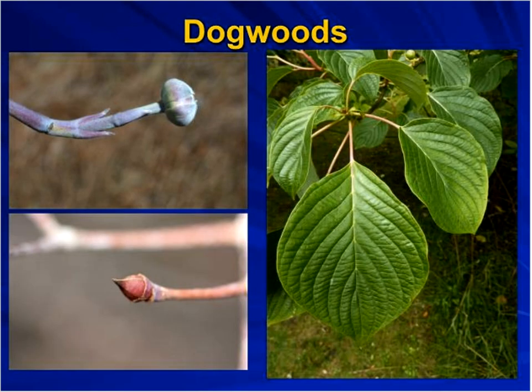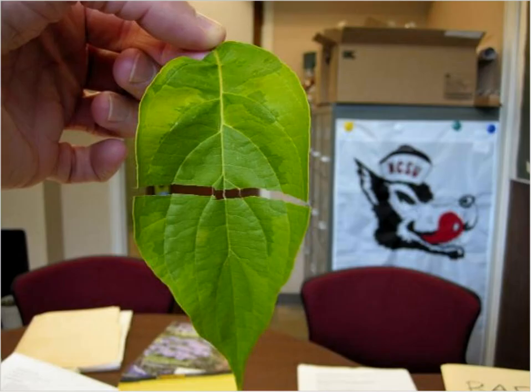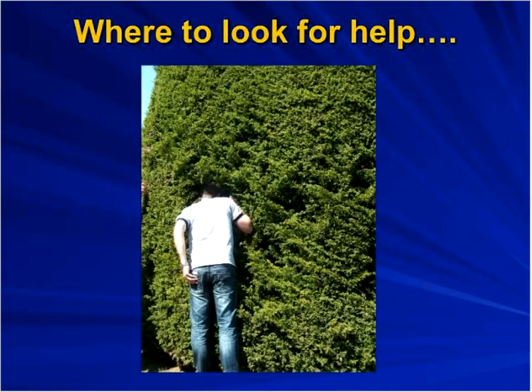Dogwoods, as you may or may not know, have opposite foliage always, but they have that wonderful little magic trick that kids love. I say kids, I love it myself. Students love it too. They have the threads in their veins. All Cornaceae do this, something very distinct to look for.